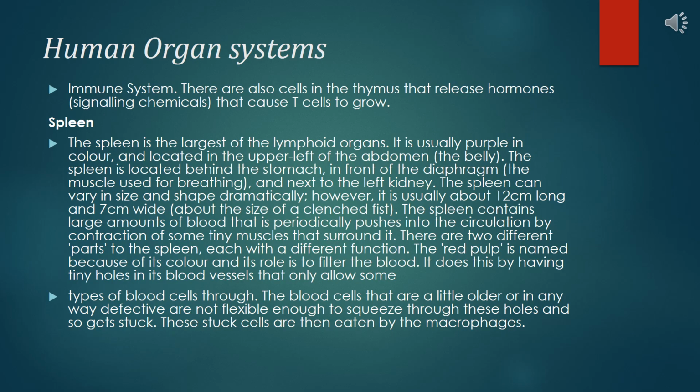The red pulp is named because of its color and its role is to filter the blood. It does this by having tiny holes in its blood vessels that only allow some types of blood cells through. The blood cells that are a little older or in any way defective are not flexible enough to squeeze through these holes and so get stuck. These stuck cells are then eaten by the macrophages.